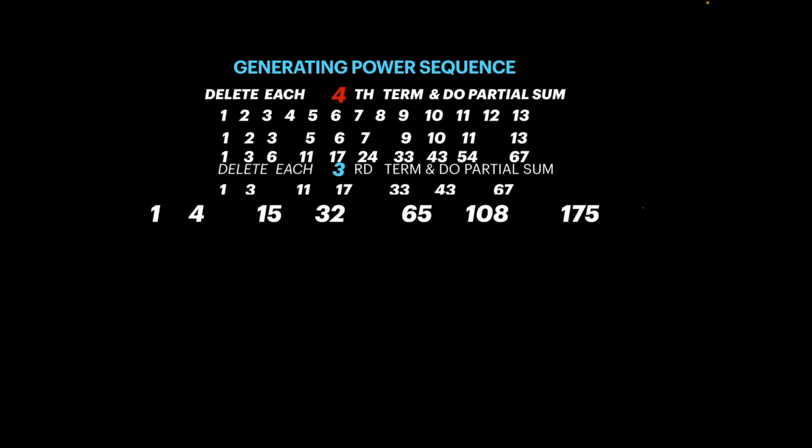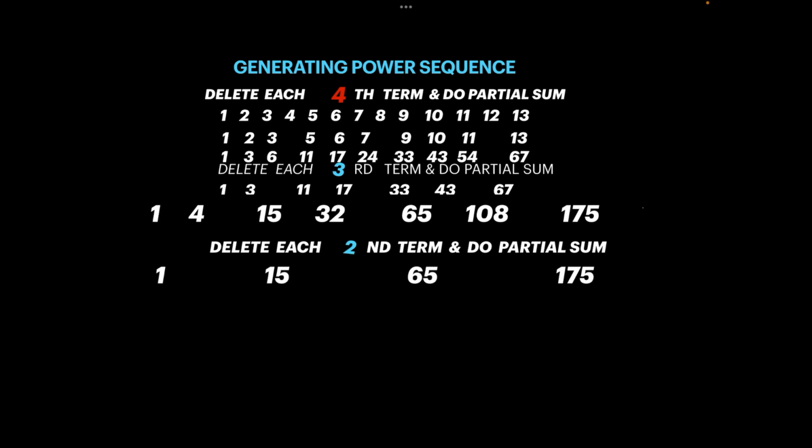So now we have to delete each second term. Yes, each second term, and we get the sequence like 1, delete 4, then 15, delete 32, then 65, delete 108, and we write 175. So in this way we have got the sequence 1, 15, 65, 175.